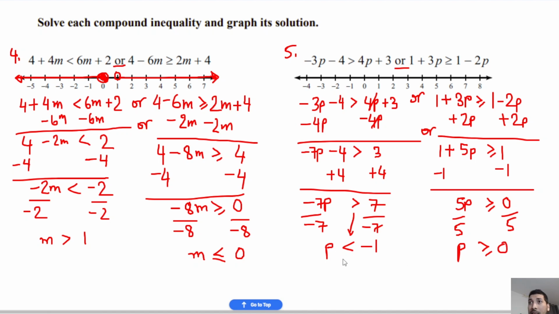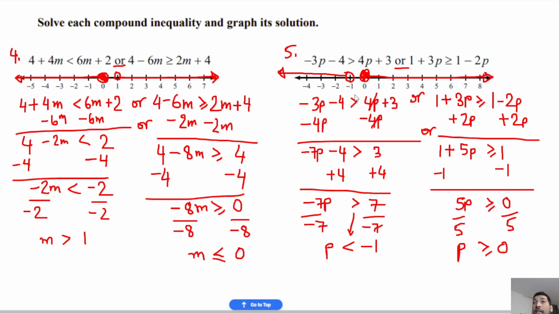Now let's try to plot these two inequalities. P less than negative 1. We circle this negative 1, and since it's less than symbol, it will go to the left direction. And p greater than or equal to 0, we circle this 0 and make it closed because there is an equal sign and we take it to the right direction. Again, we can see that there is a non-overlapping region, which is this central region.